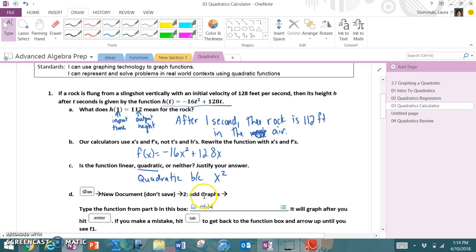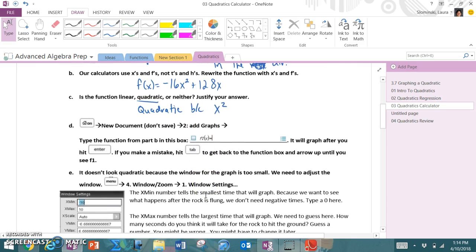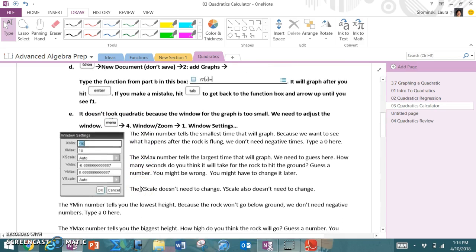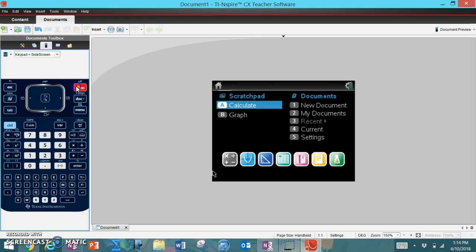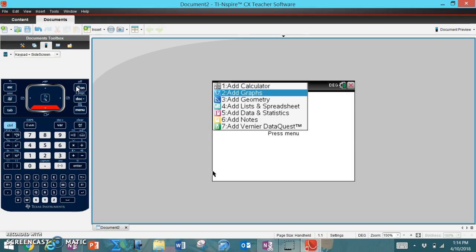Now once we have all that, the biggest thing for this time is we want to actually go and graph it on our calculator. So parts D and E will describe what I'm going to do next. You can either follow along on your note sheet, but I am going to pull my calculator out now. So in order to graph, again, anytime we want to do something new, we're going to go to our home button, new document, add graphs.